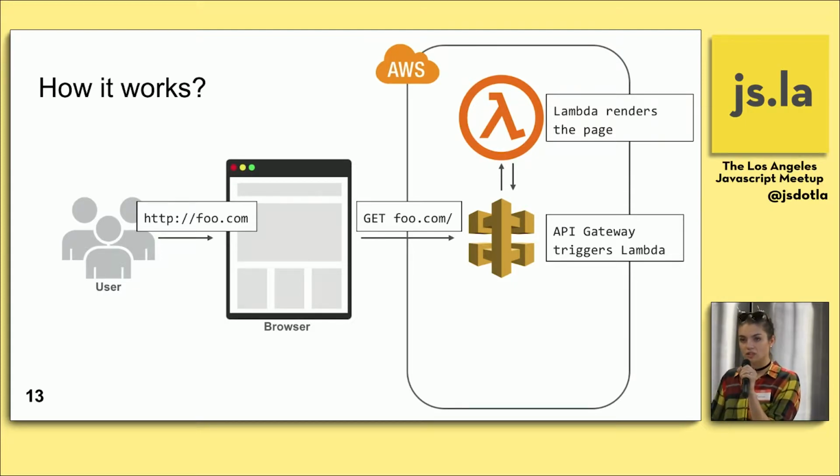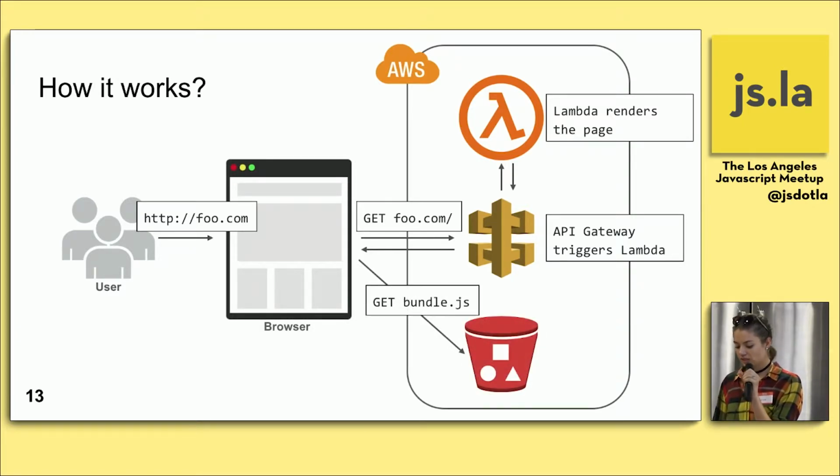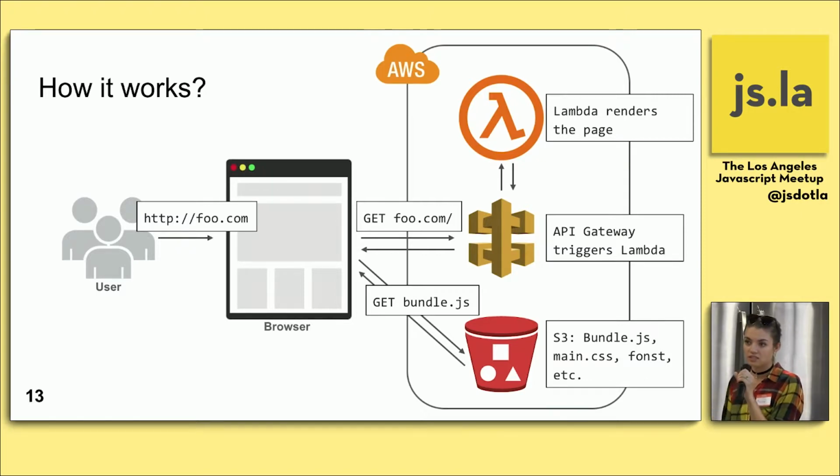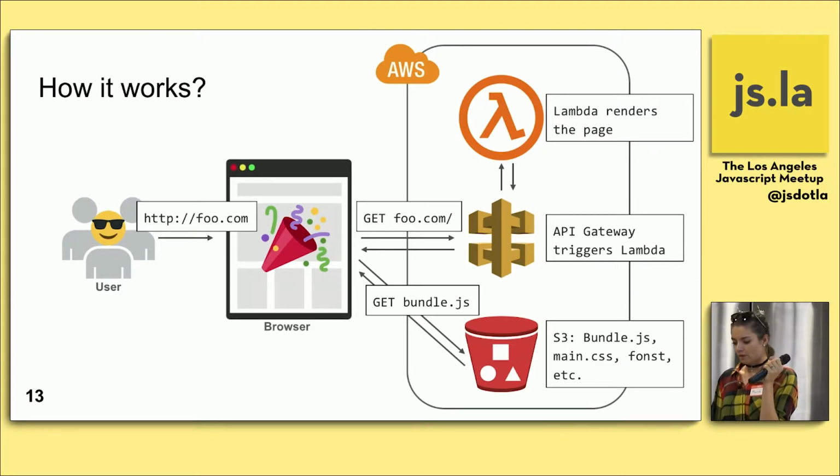The browser starts rendering it, and then it notices that it doesn't have some static things like images, bundle.js at least, main CSS and everything else. And with this, it comes to the S3 bucket. In the S3 bucket, we will keep everything static, just files. It will serve them back to the browser. The browser can render the site, the browser is happy, and the user is happy as well. It's that simple.